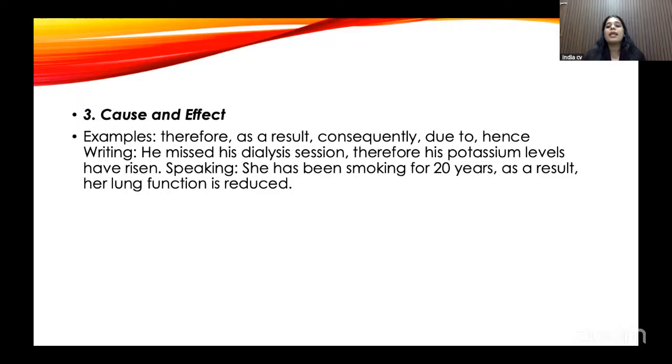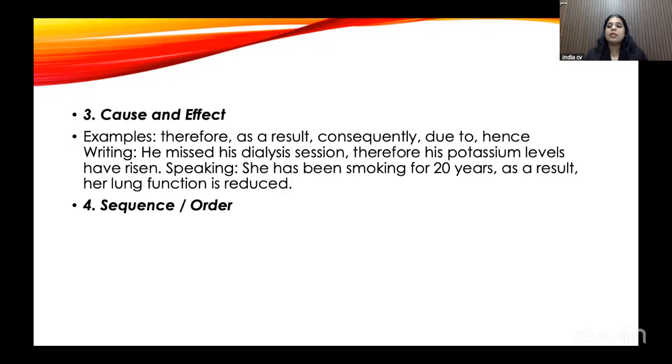Now, she has been smoking for 20 years. As a result, her lung function is reduced. So here I'm showing that because she has been smoking, that is why this has happened. So you are able to properly show two actions, what is happening, with the help of these connectors.